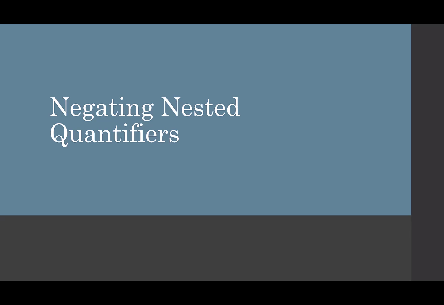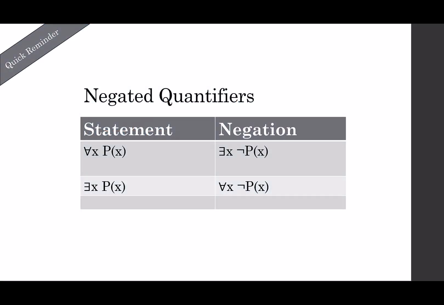Hi everybody, in this video we're going to talk about negating nested quantifiers. Remember, when we negate quantifiers, we have to change the quantifier and negate the predicate. When you're negating quantifiers, it will flip from universal to existential or existential to universal.